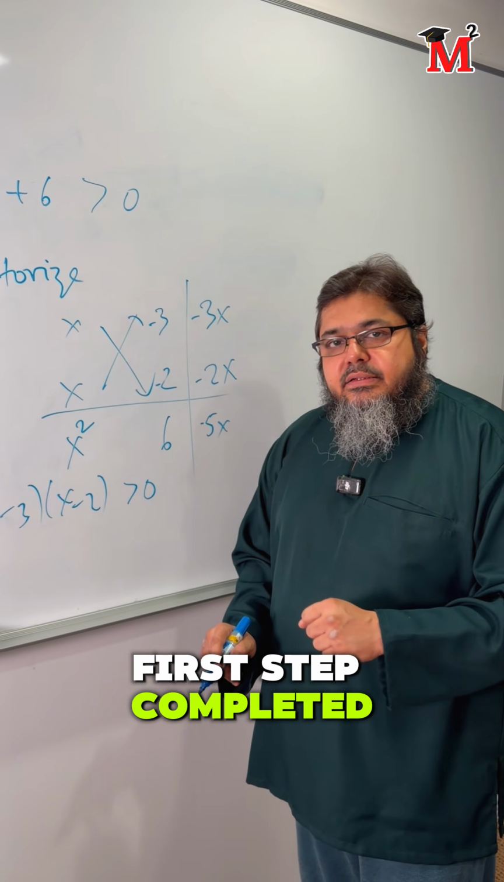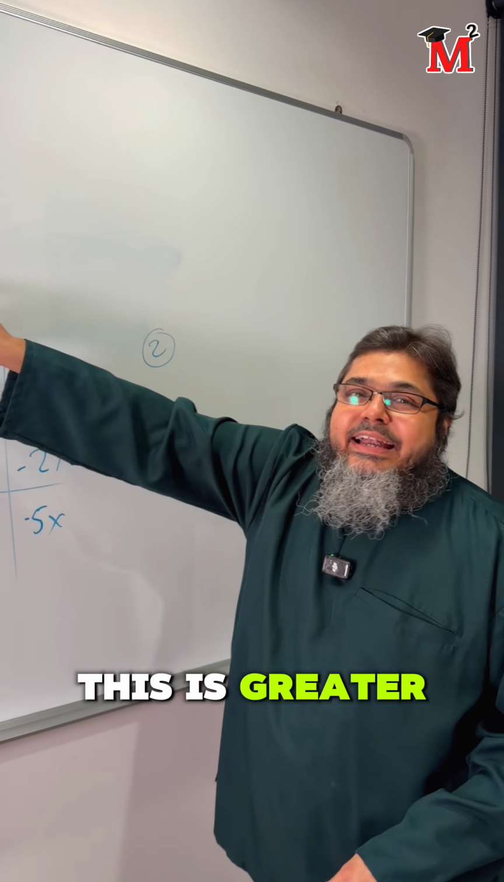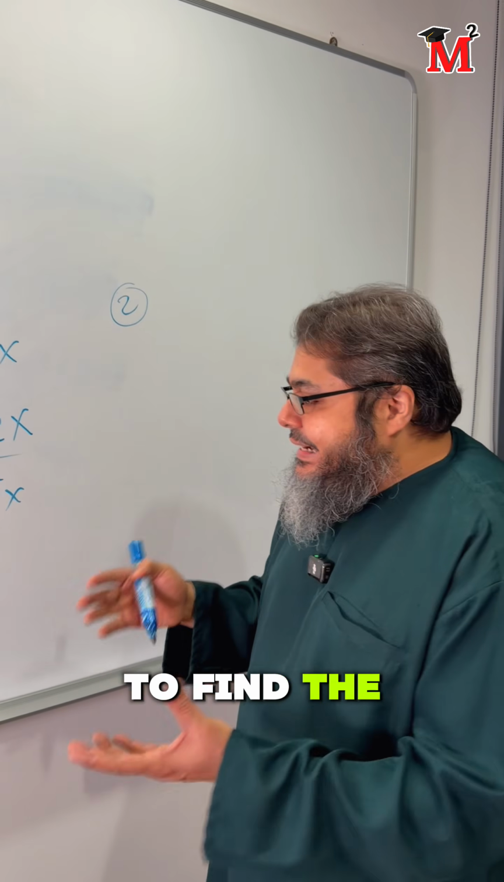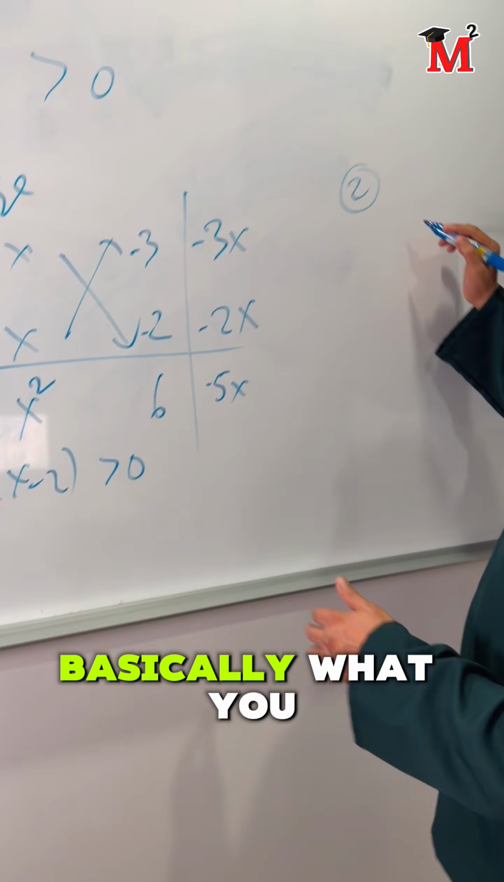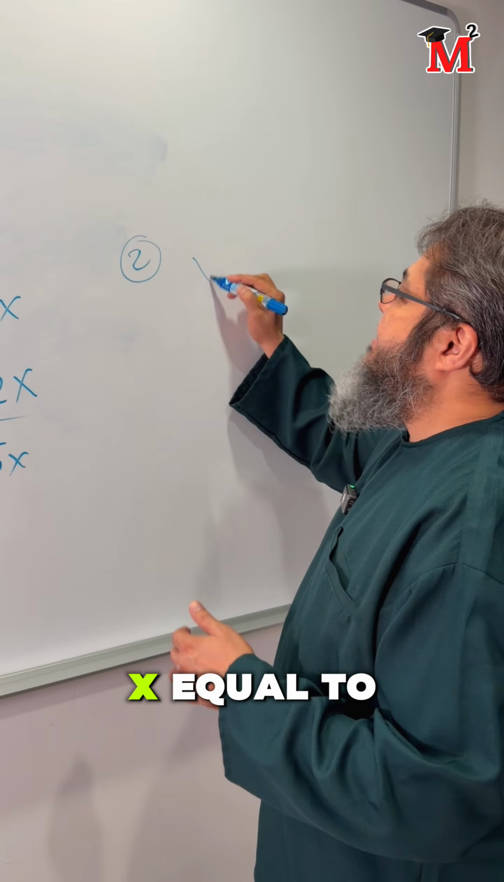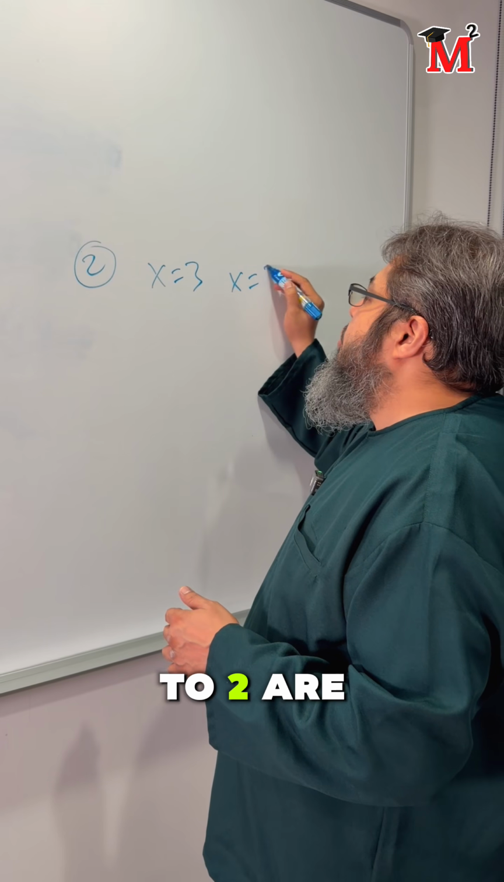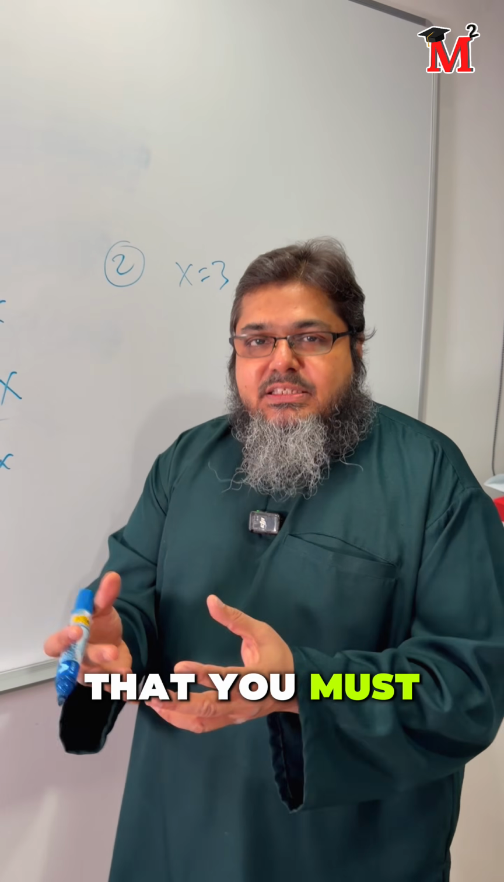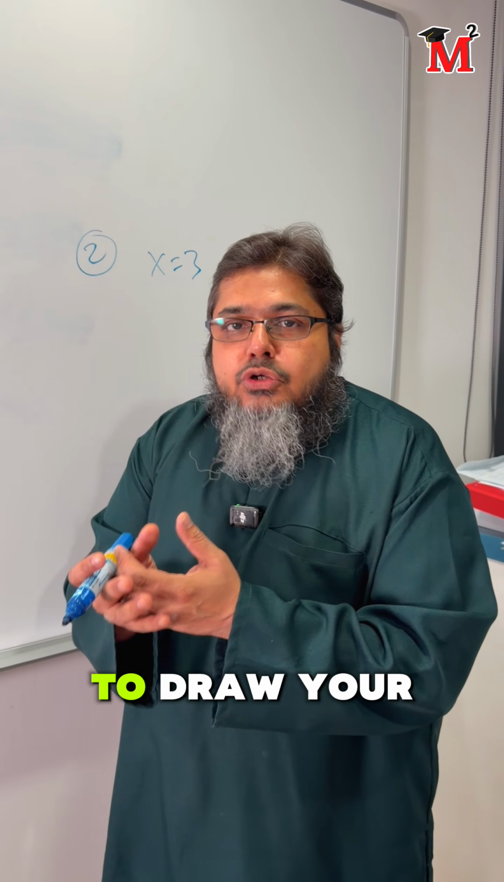First step completed. Second step. This is greater than 0, so you need to find the intervals for this. Basically, what you do, you equate to 0. So now x equal to 3 and x equal to 2 are the 2 points that you must be wary of, and you're going to use that to draw your number line.